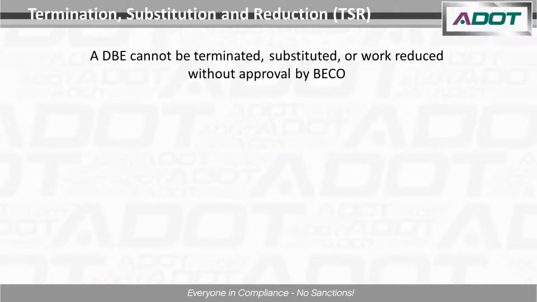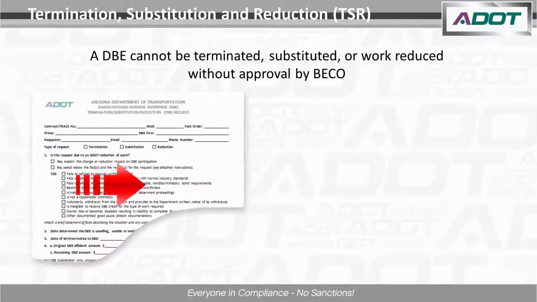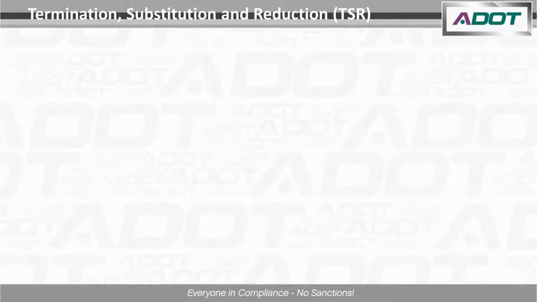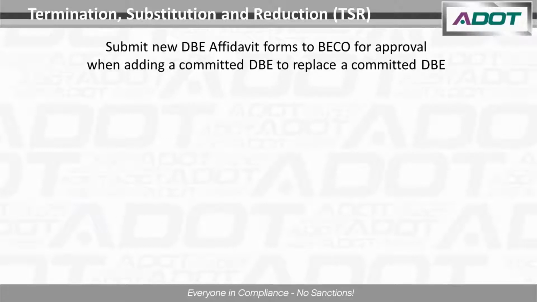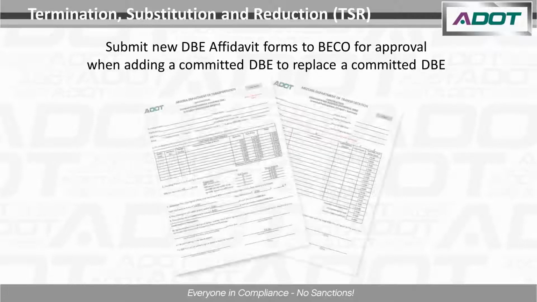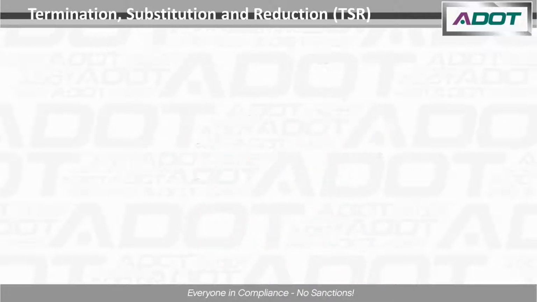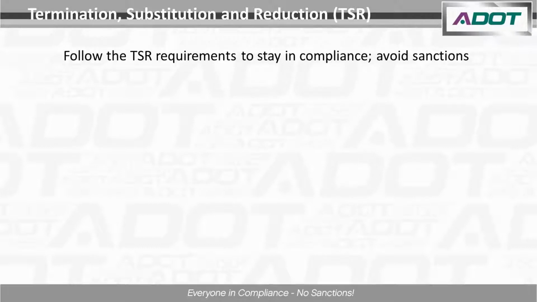The contractor must formally request the termination, substitution, or reduction of work for a committed DBE by submitting the TSR form, which can be found on BECO's website, along with any supporting documentation to BECO for approval. Following BECO's approval of the submitted TSR form, amended DBE summary and individual affidavits must be submitted to BECO for approval when replacing a committed DBE with another committed DBE.